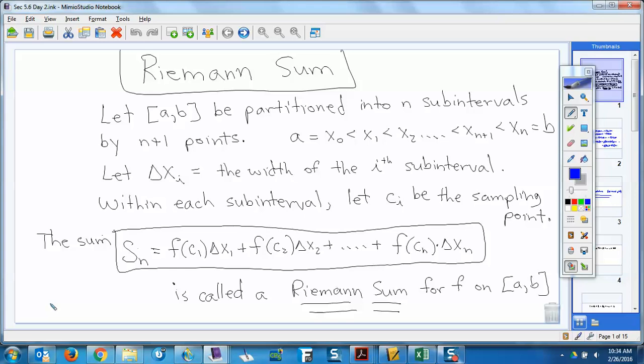So the trapezoid approximation is technically not a Riemann sum. Okay? Left, right, midpoint, or it could be some point in between. Now in your book, there is a decent picture. Matter of fact, I might be able to pull that up here.